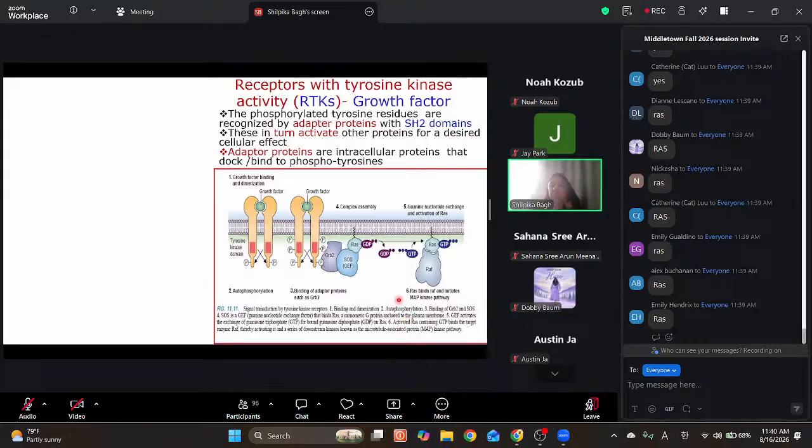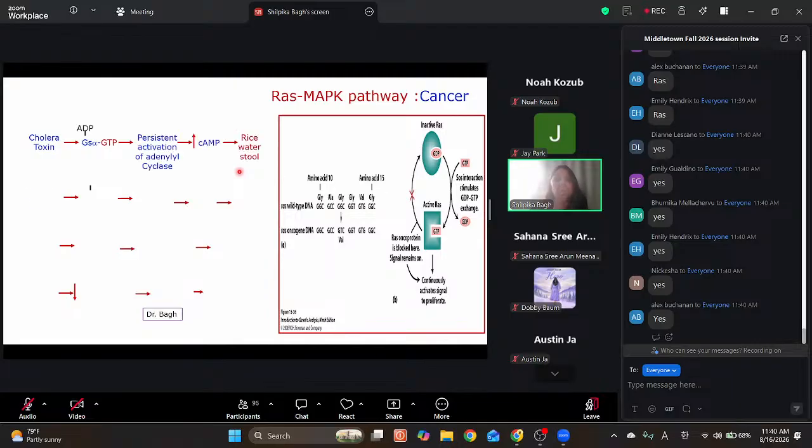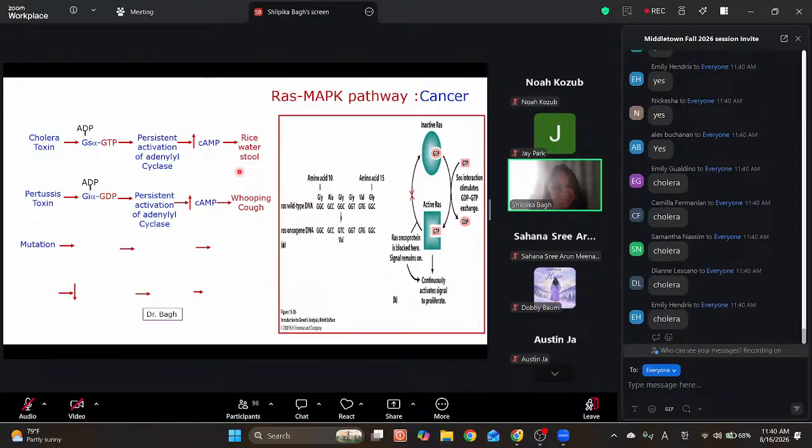Does insulin also use that? Absolutely. And is RAS also active like GS, GI, and GQ when bound to GTP? Is RAS also active? Yes, absolutely. Wonderful. Then you come to this cholera, pertussis. What is it modifying? So rice water stool is for cholera or pertussis? Rice water stool. GI is cholera.